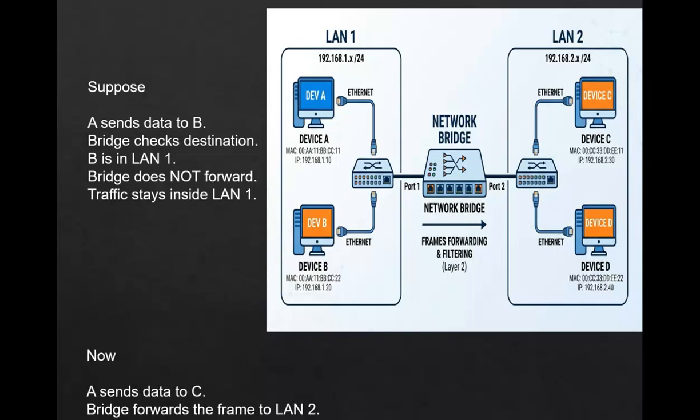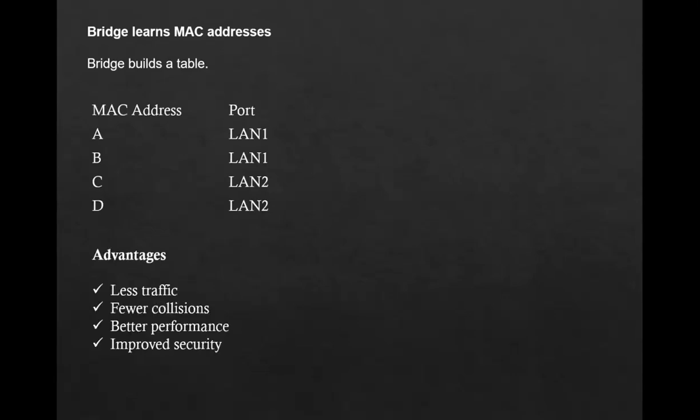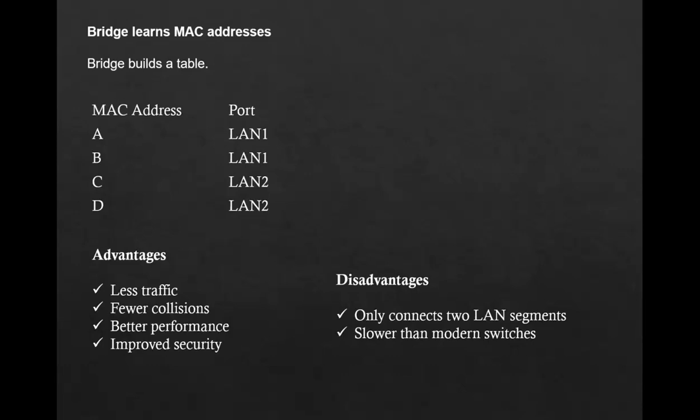Now, if A wants to send data to C, what happens? This bridge is quite intelligent when compared to a hub. The bridge forwards the frame to LAN 2. That's the concept. So the bridge learns the MAC addresses and builds a table like this, probably. So what are the advantages of a bridge? Lesser traffic, fewer collisions, better performance when compared to a hub, and a little bit improved security. What is the downside?